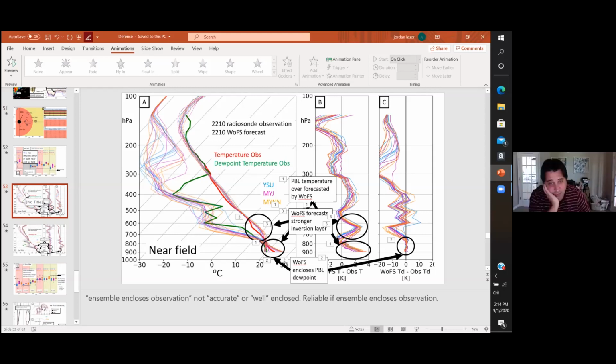Well, or it could just be a large-scale error from the background that was provided to the WoFS too. Since all the times we've seen this, I never really noticed that till you showed it here today. Yeah, not real sure what to make of that.